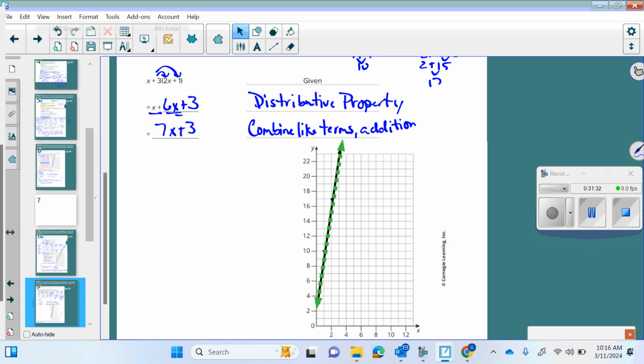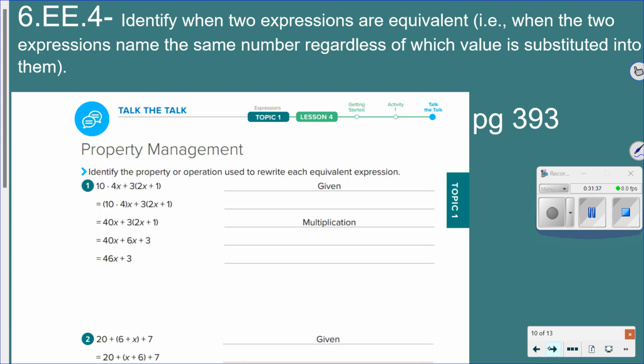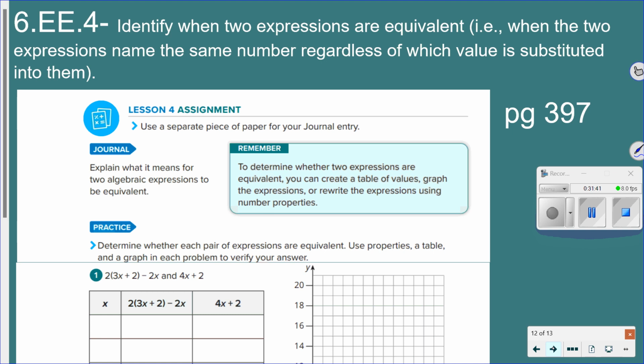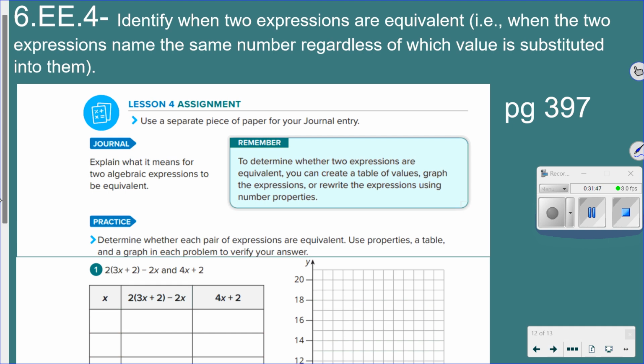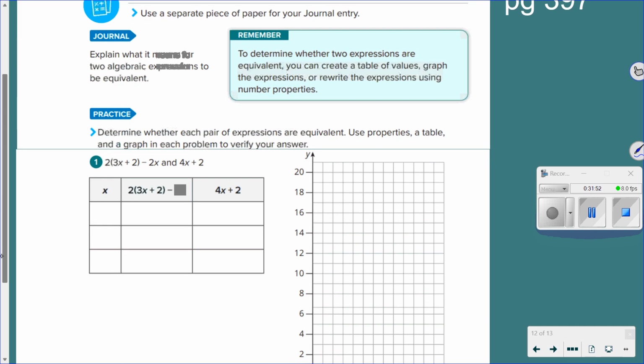Good. We need to go to our homework at this point. So let's go ahead and go to page 397. Okay, explain what it means for two algebraic expressions to be equivalent. This should be one of the easiest journal entries ever. We just gave you three different ways to show it.